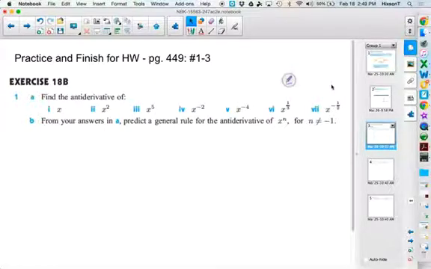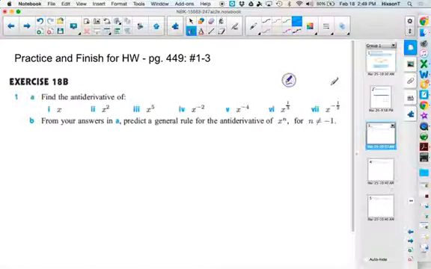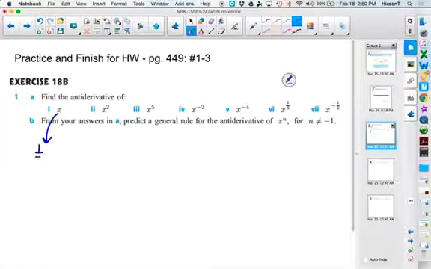Did anyone, what do we get for x? I've got 1/2. You got 1/2 x squared. Okay, let's try that. If you take the derivative, you have 1/2 times 2x. The 2's cancel and you get just x. So good. How about x squared?